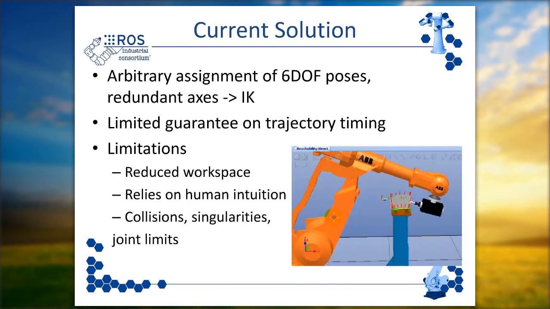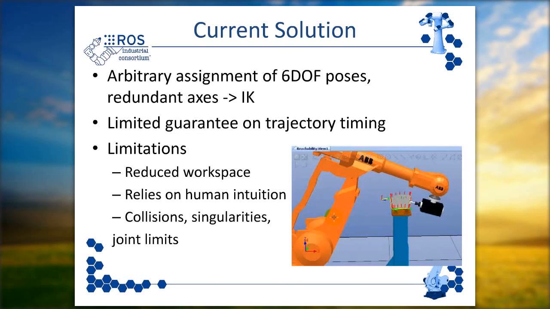Next. So the current solution to this problem, if we were using off-the-shelf tools, and there are tools for this, is pretty much an arbitrary assignment of 6 degree of freedom poses and redundant axes. So even though you may have a 5 DOF requirement, in order to get a robot to perform it, you have to specify all 6. And these really give you limited guarantees on your trajectory timing. For a process like robotic machining, you might want a certain feed rate, and if you pick the wrong pose, the robot may not actually be able to achieve that feed rate.